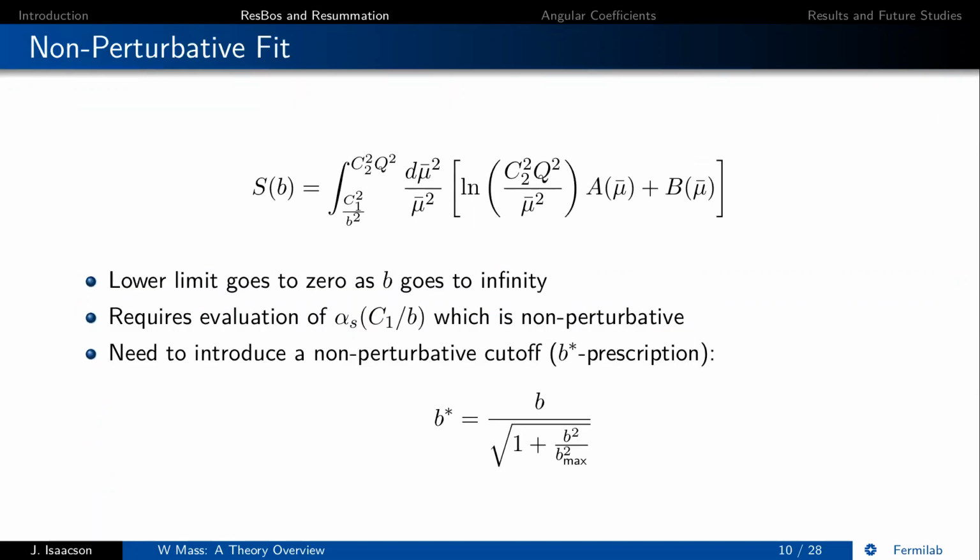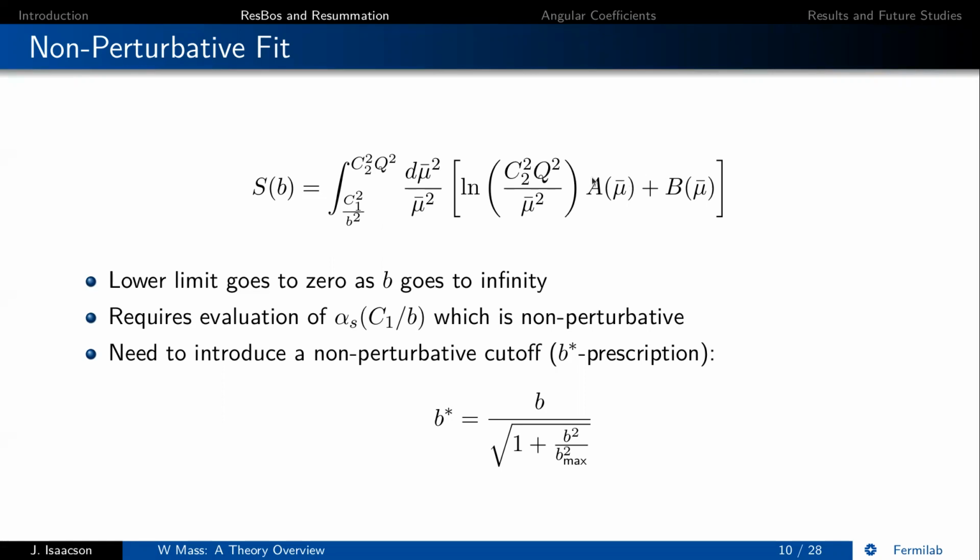But before we go into that, I was talking about the Sudakov factor, and the Sudakov factor has this integral over b space. Since you have to evaluate this over all of b space, since this is a Fourier transform, eventually you're going to have to go to a region where b goes to infinity, and then the lower bound of your integral goes to zero. When this lower bound goes to zero, you start having to evaluate things at scales that go towards zero.